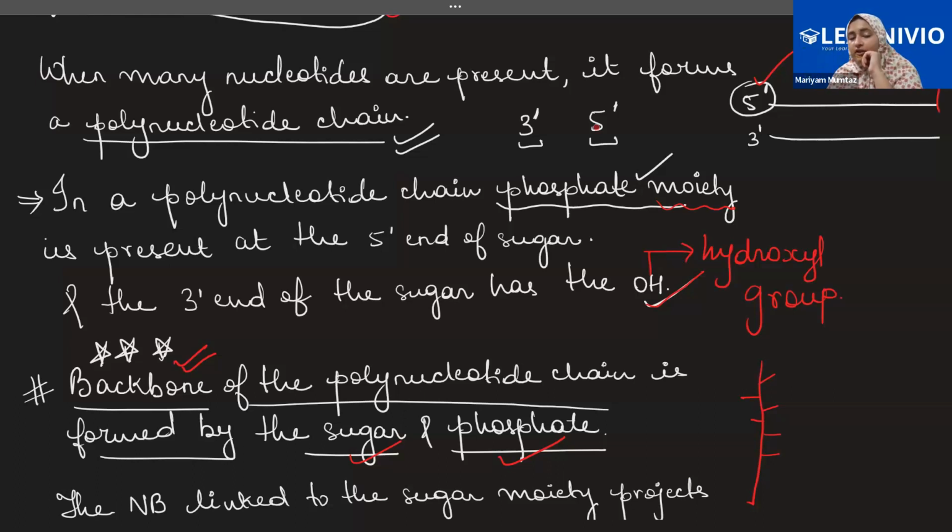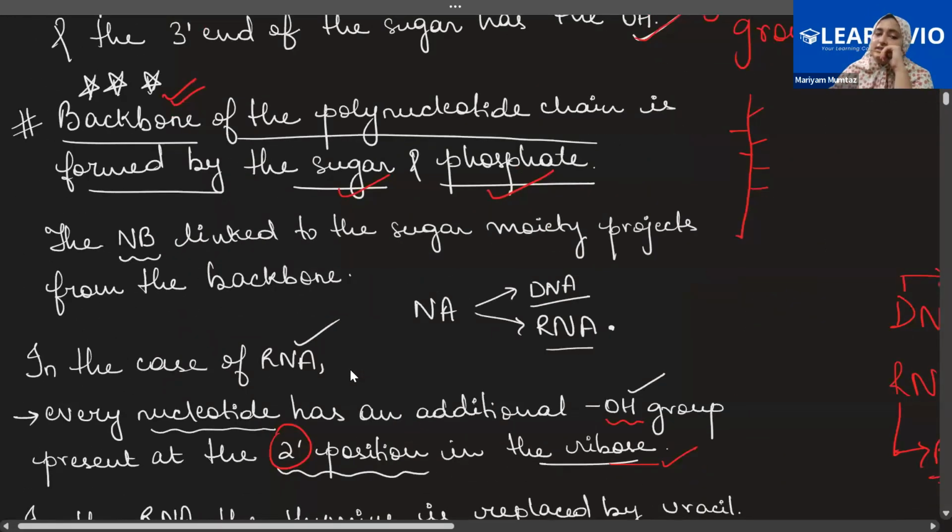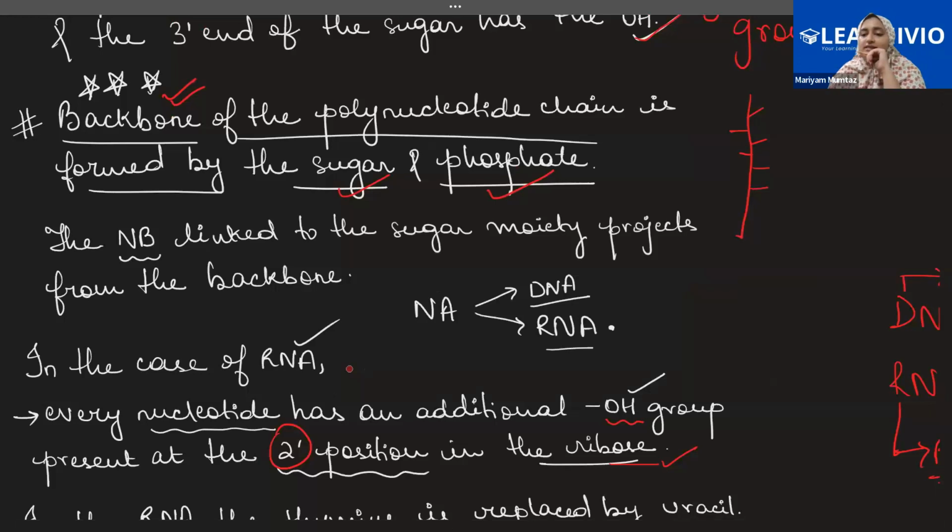Now, what is a polynucleotide? When many nucleotides come together, they form a chain-like structure, and that is what we call a polynucleotide. Now, this is a very important line. Many times it is asked in questions that the backbone of the polynucleotide chain is formed by the sugar and the phosphate. Because of the sugar and the phosphate, the polynucleotide has a strong or firm appearance. They form the backbone of it.